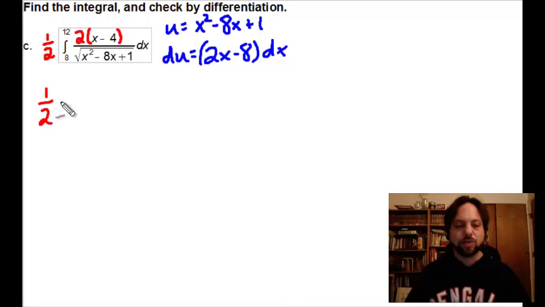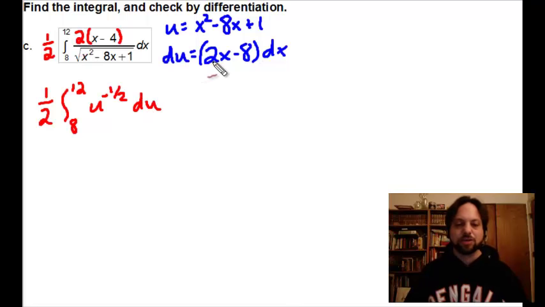I can change this into 1/2. I'll have the integral, again, from 8 to 12. I'll have u to the negative 1/2. That's on the denominator there. And then I'll just have du on the top. Remember, du is 2x minus 8. And that's exactly what I have here after I multiply it by the 2. So what can I do with this now?